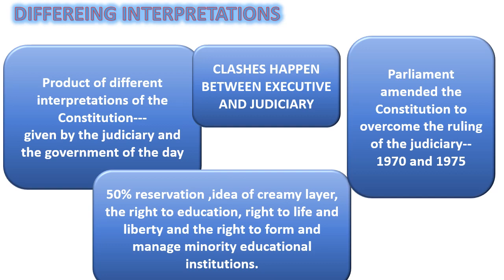This might result in clashes between the executive and the judiciary. For example, there was a judgment passed by the judiciary with regard to a particular amendment made by the Parliament, and Parliament, because it has the right to amend the Constitution, overcame the ruling of the judiciary, overruled the judiciary ruling, right? So generally, whatever is interpreted by the judiciary is considered to be final.